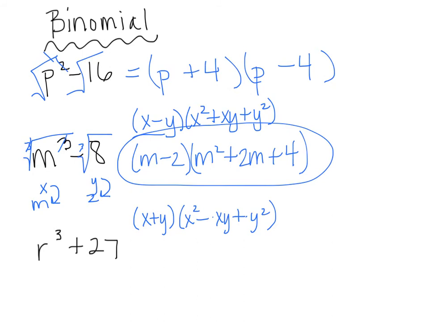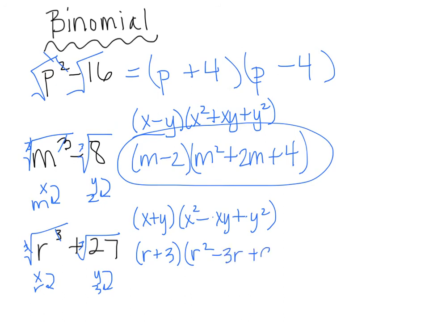You need to find your x and your y. So my x and my y, since it's sum of cubes, we're going to cube root. Cube root of r cubed is r, so my x is r. Cube root of 27 is 3, so my y is 3. So instead of x plus y, it's going to be r plus 3. Instead of x squared, r squared. X times y, we're going to multiply them. 3 times r is 3r. And y squared in this case would be 3 squared, or 9, giving me my answer right there.